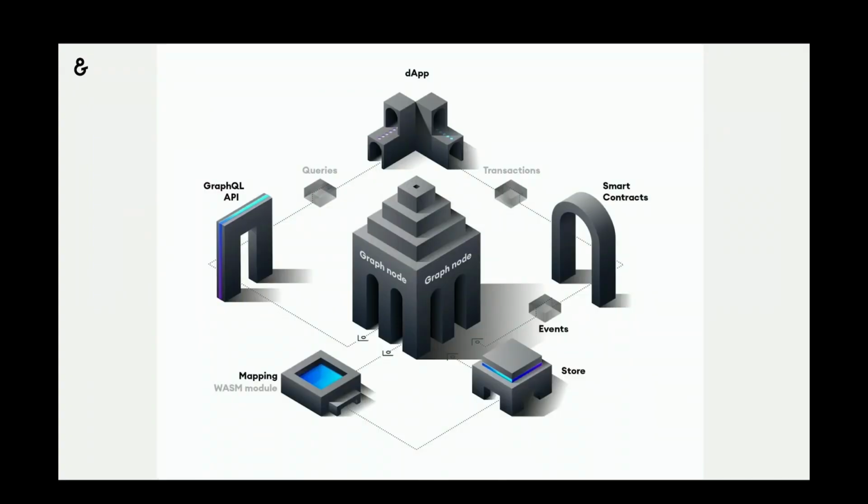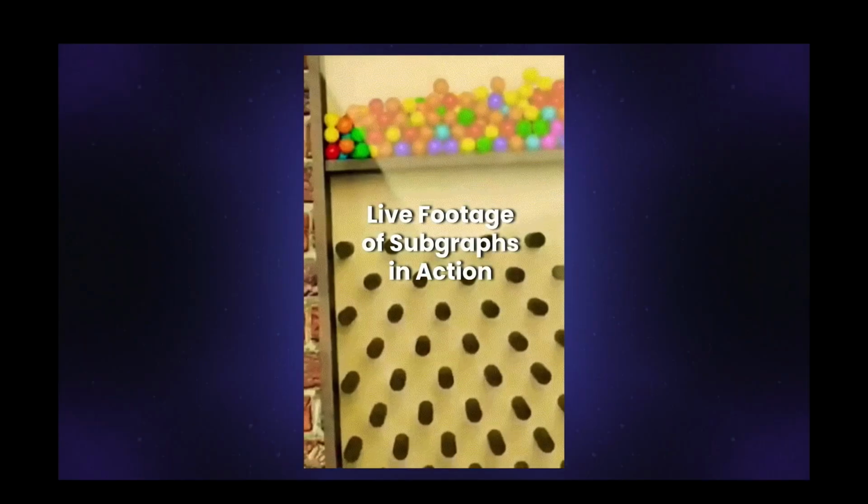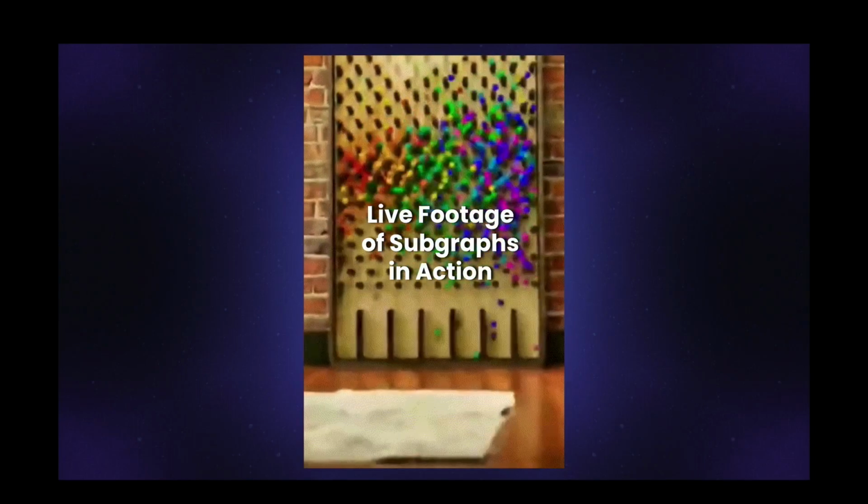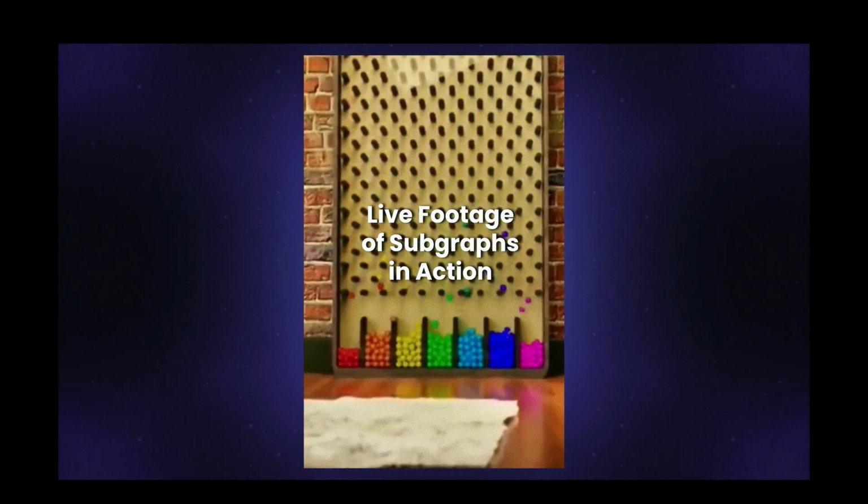A graph node looks roughly like this. On top, we send transactions to smart contracts. The smart contracts then emit events. The graph node listens to those events. When it sees the events, it goes to the mapping module on the bottom left. And that stores it in the database, and then it's stored. And then on the left side, we see the queries go through the GraphQL APIs and then into the graph node. It retrieves it from the store and sends it back. That's roughly how this works. Or you can think of it like this nice little GIF here.